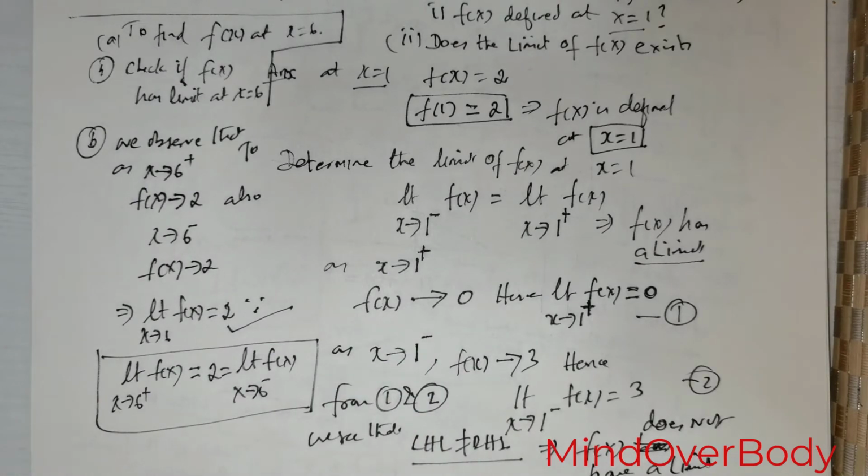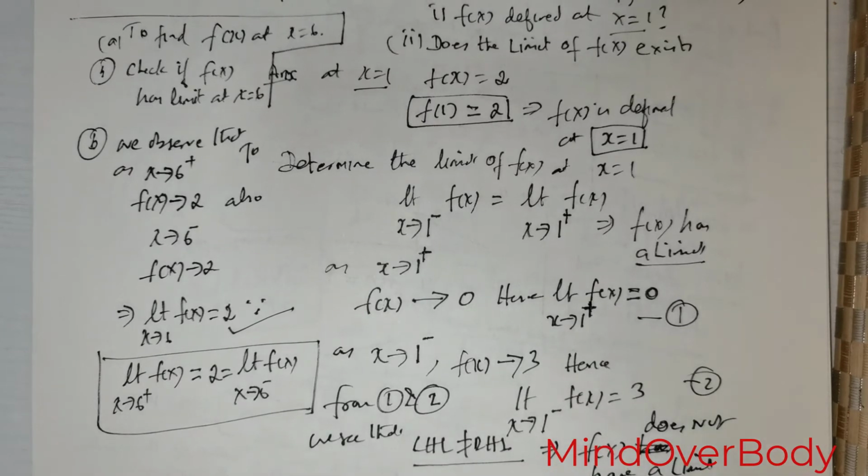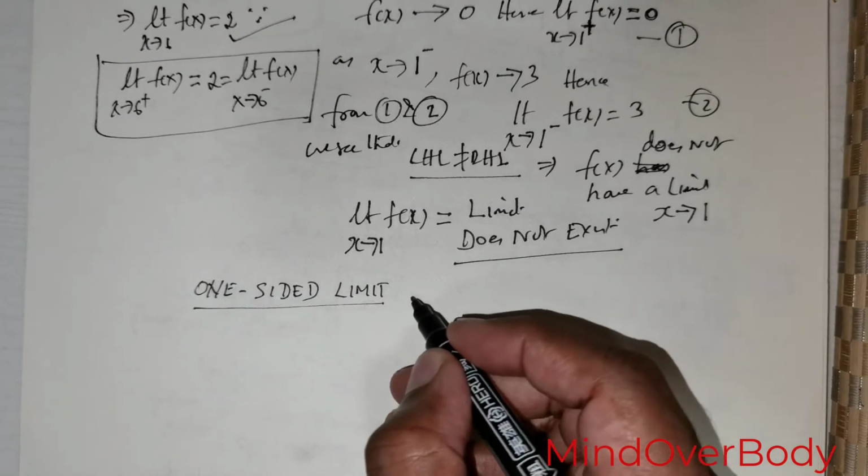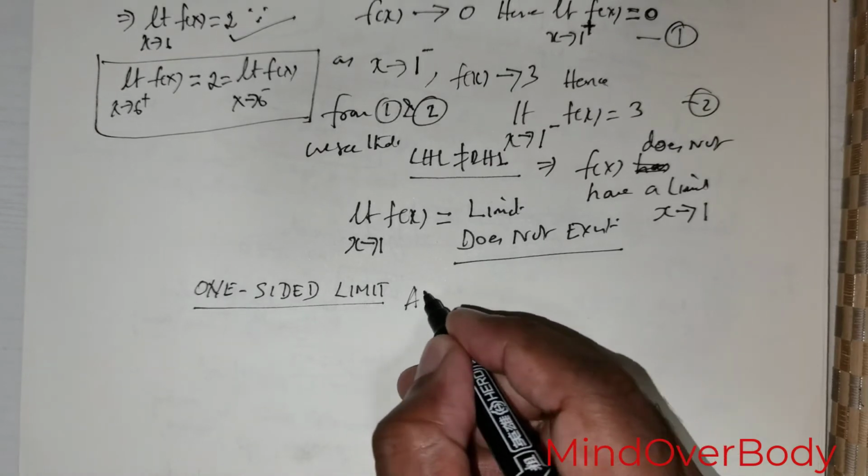So if you were to be asked in short, does the limit exist for this function at x equal to 6, your answer should be yes, it does. So you move on to the next question. Now next we will move on to the concept of one-sided limit. Now let me define this.